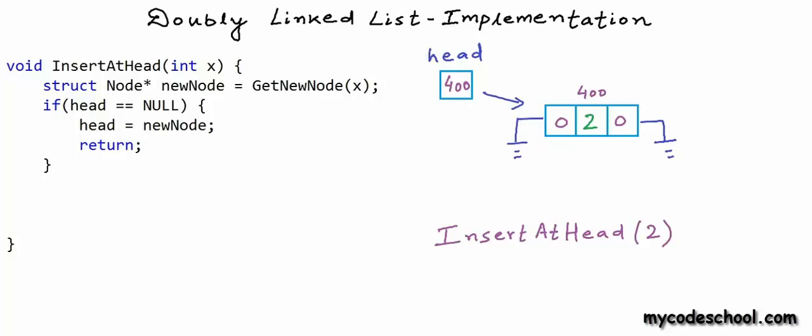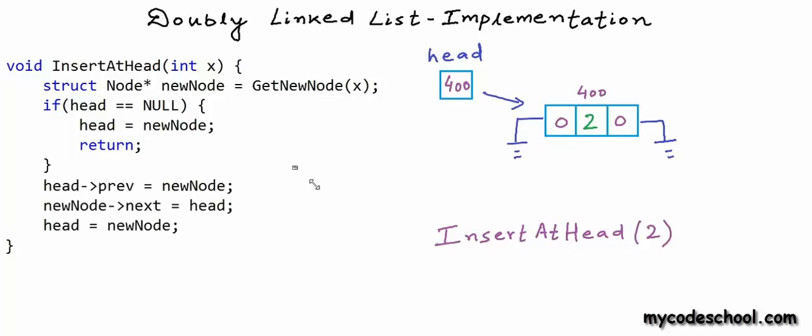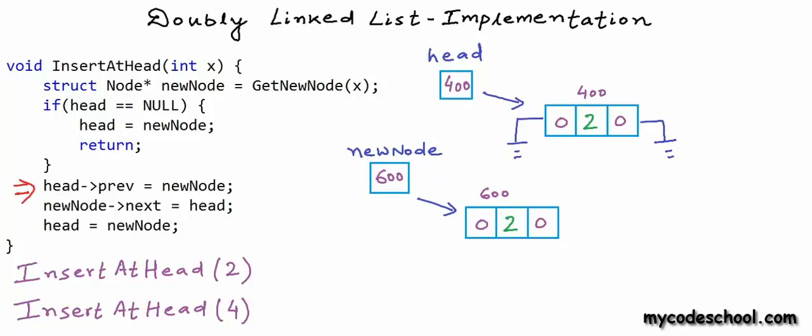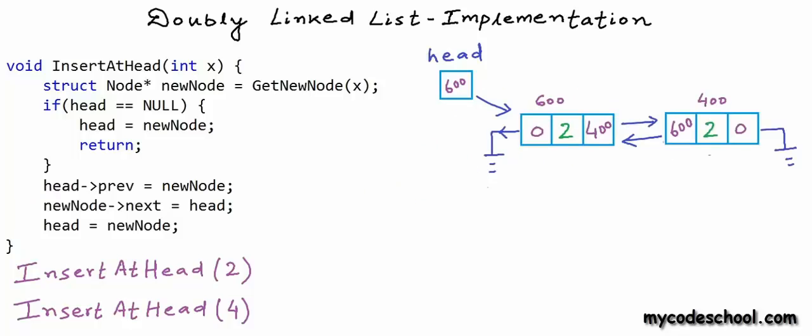To insert a node when the list is not empty, this is what I'll do. Now I'm making a call to insert at head passing it number 4. Once the new node is created, I'll first set the previous field of the existing head node as the address of this new node. So I'm building this link. Then I'll set the next field of new node as the address of the current head. And now I can break this link and build this link. So I'll set head as the address of new node. This is how things will look finally.